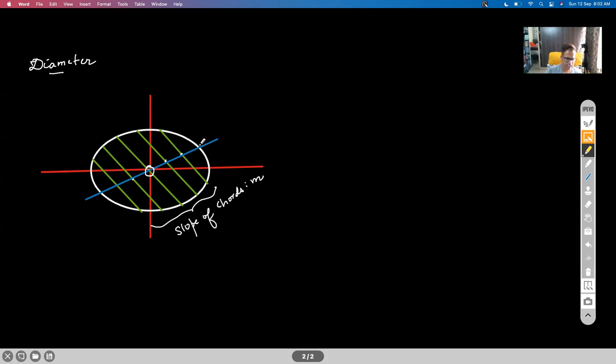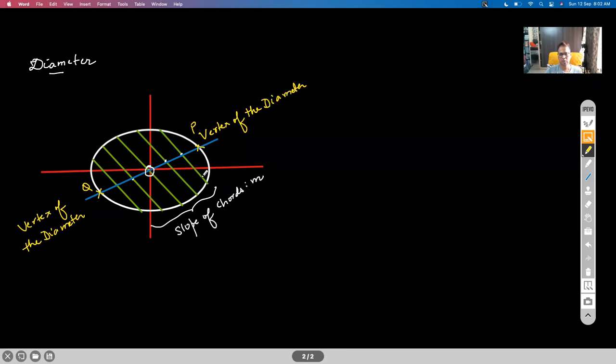One more thing I would like to tell you here is that the points where the diameter meets the ellipse are called the vertices of the diameter. These two are the vertices of the diameter, P and Q, let's say. Now I would request you all to give me the equation of this diameter. Everybody, please work this out and tell me. Use your concept of the equation of a chord bisected at a given point.